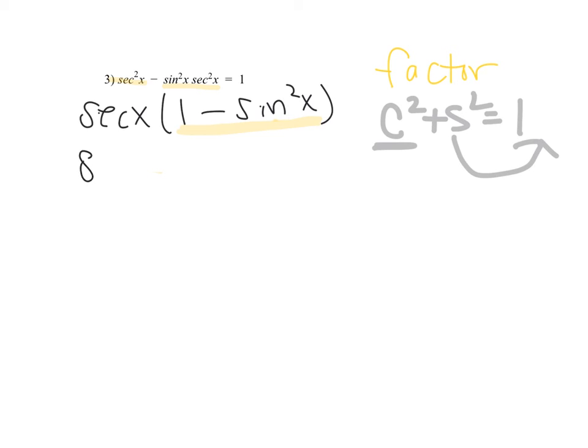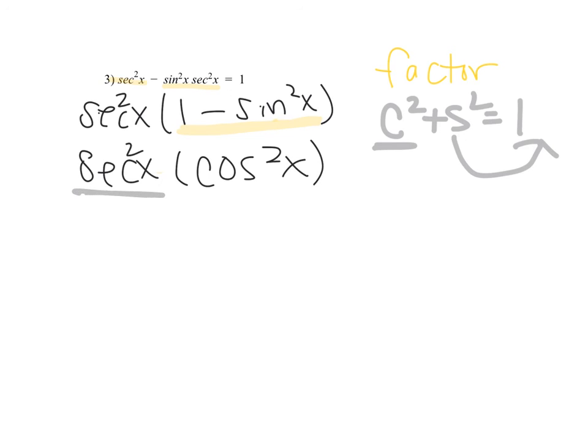So now I have secant x, and then instead of 1 minus sine squared x, I'm going to write times cosine squared x. Okay, I'm sorry, this is secant. I took out a secant squared. All right, so now I look at this. Okay, I'm almost there. I want to get to 1, and that's not 1 right now.